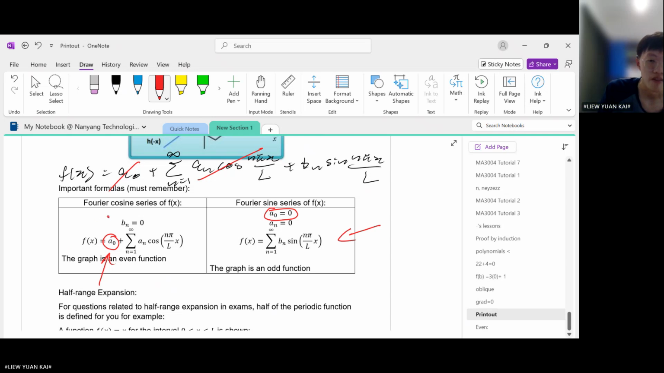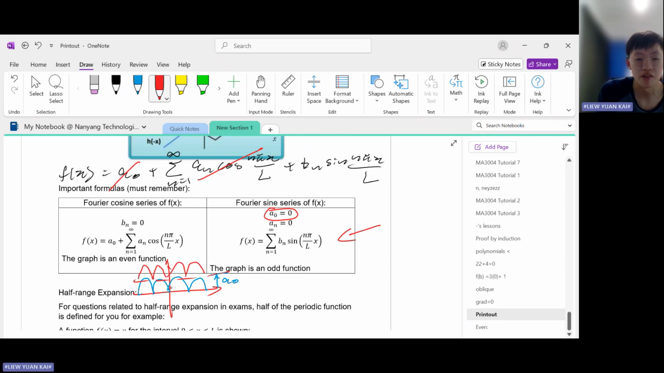It's because if a naught exists, then it doesn't affect the reflection property of its graph. The effect of a naught is to translate the graph up and down, vertically. So even if I started with this original function and then translate it up by a naught units, the new graph will go up here. It is still symmetrical about the y-axis. So a naught, whether it exists or not, doesn't affect the reflective property.